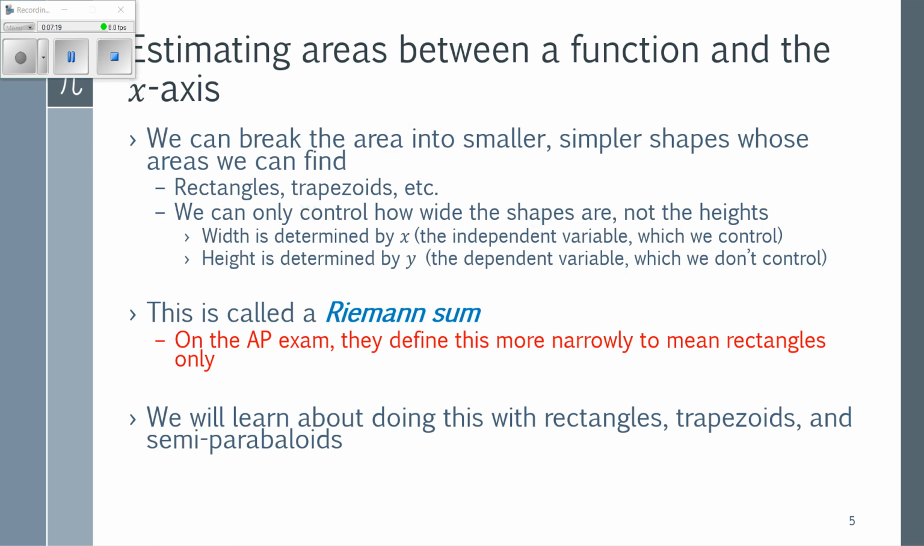For our course, we're going to be focused on rectangles and trapezoids, and in BC, we use what are called semi-paraboloids. When we get to those in BC, we'll talk about them. One strange thing on the AP exam: if they use the phrase Riemann sum, they specifically are referring to rectangles. Whereas more broadly in mathematics, a Riemann sum just means that idea: break a shape into simpler shapes, find the simpler areas and add them up. But again, we'll practice all of that.